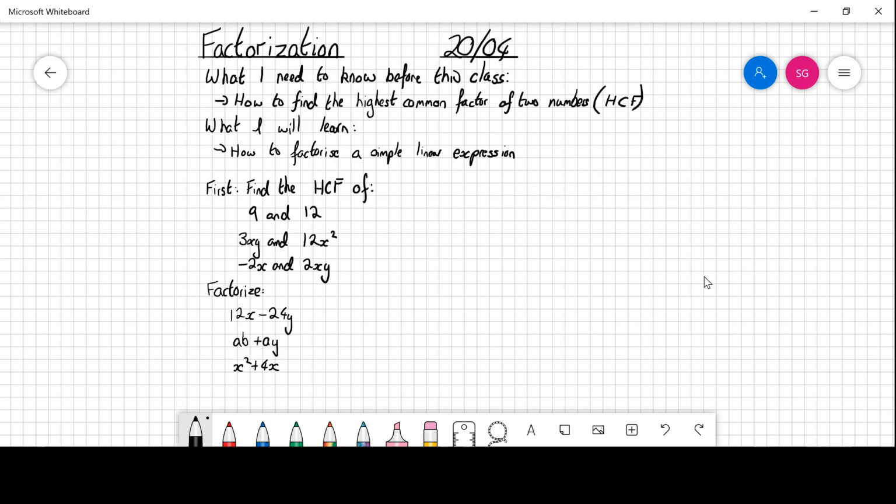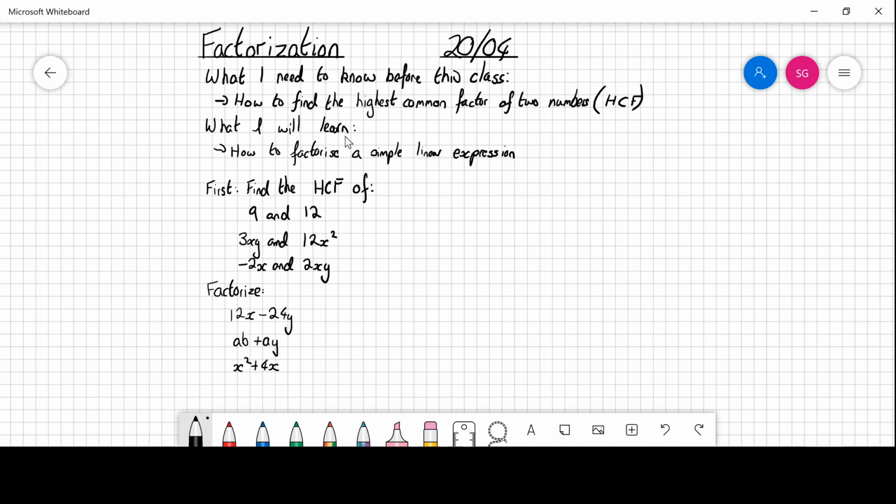So, what will we need to know before this class? Well, we will all need to know how to find the highest common factor of two numbers. The highest common factor is the largest number that will divide the two numbers that we're dealing with. And we need to also be able to do that algebraically. I've also referred to this as HCF, for highest common factor. I'll use that notation quite a lot, so I'm just flagging it with you early on.